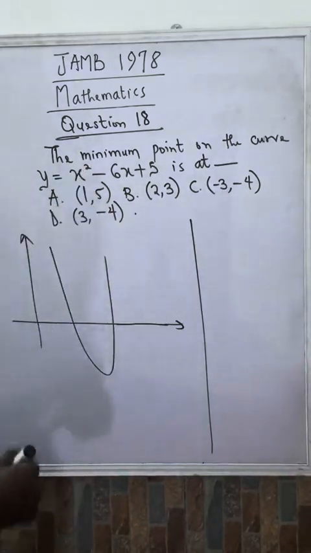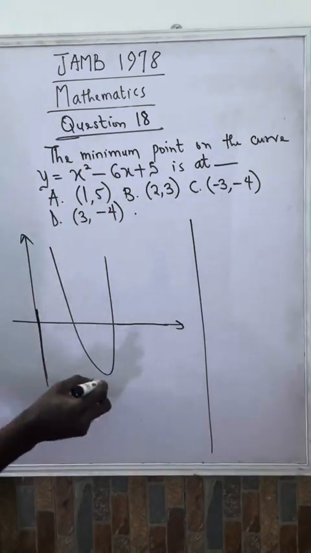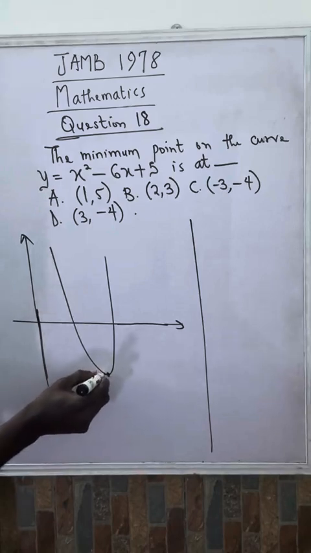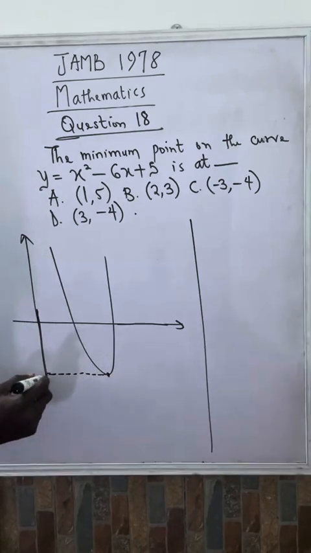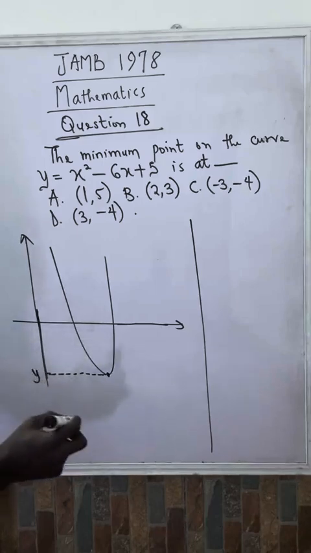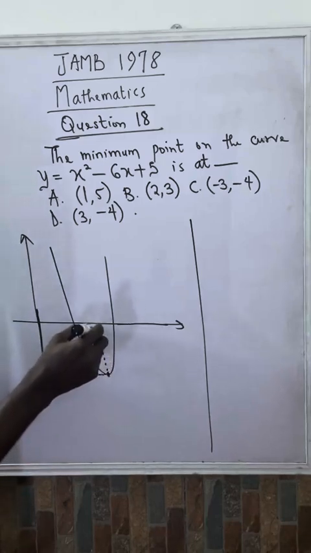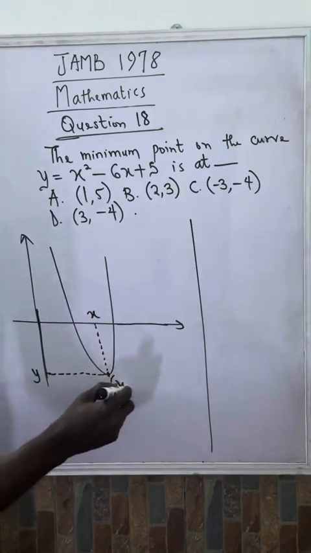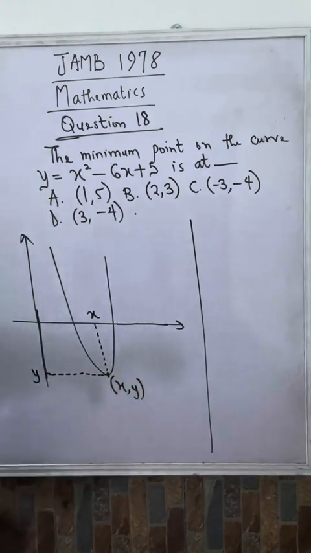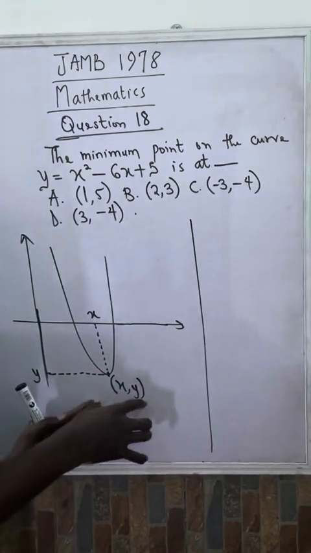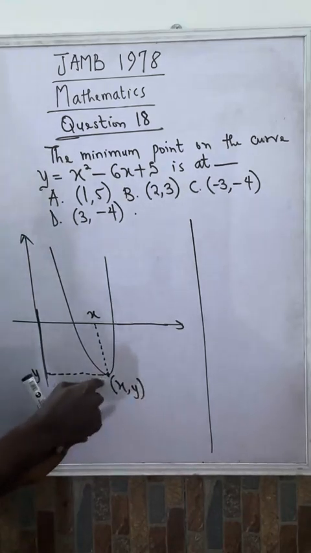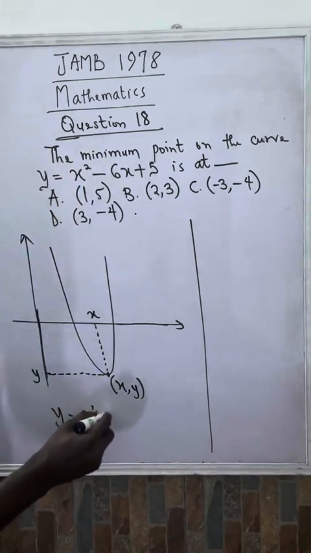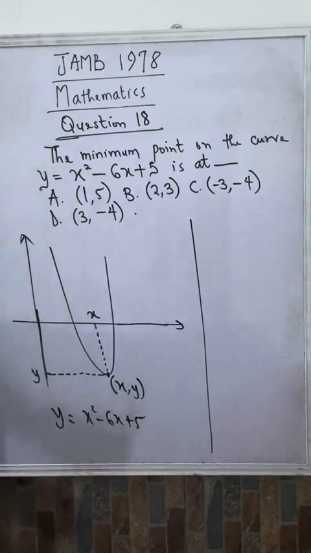What do we now mean by minimum point? The minimum point is the lowest point on the graph. If we trace this point to the y-axis, this will be the y-coordinate, and if we trace it to the x-axis, this will be the x-coordinate. If I combine these two, I will have the point (x, y). So this is the minimum point that they are talking about. So how do I now calculate this? I'm given the function y equals x squared minus 6x plus 5.